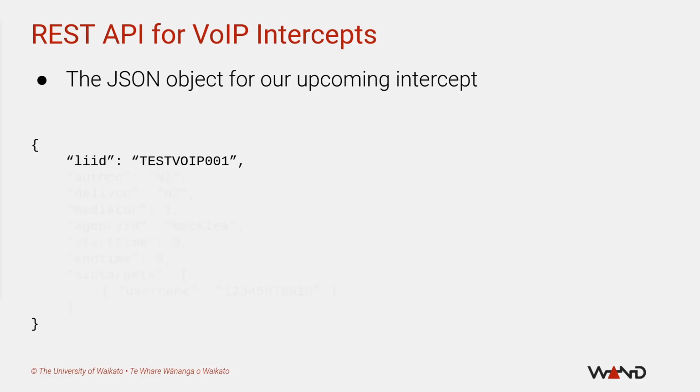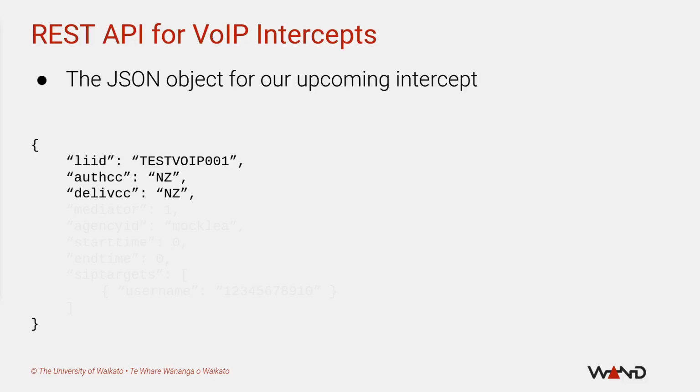The JSON object for a VoIP intercept is somewhat more complex than what we had to send to describe a SIP server, so we're going to go through this one a bit more carefully. The first property is the LI ID, which will be provided to you by the agency requesting the intercept. Each intercept should have a unique LI ID, and this is what the agency software will use to keep the records for this VoIP intercept separate from any others that they may be receiving at the same time.